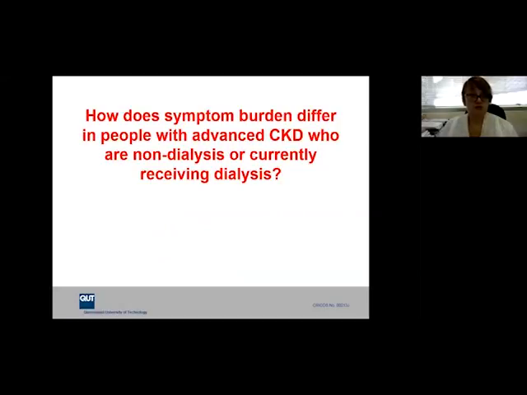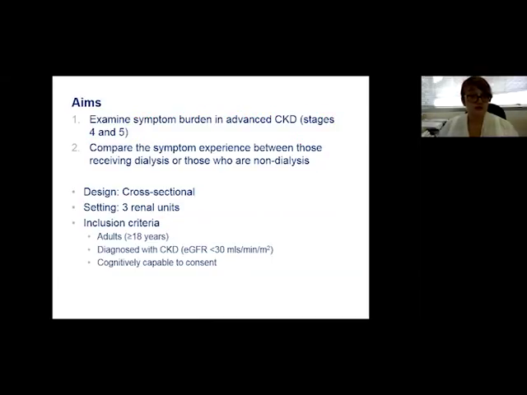So what we were interested in was how does symptom burden differ in people with the advanced stages of chronic kidney disease who are on dialysis or who are currently receiving dialysis. So we did a big study to examine and compare the symptom experience. We conducted this study in 3 renal units in adults who had advanced chronic kidney disease, so stage 4 or worse, who are adults and able to give consent.